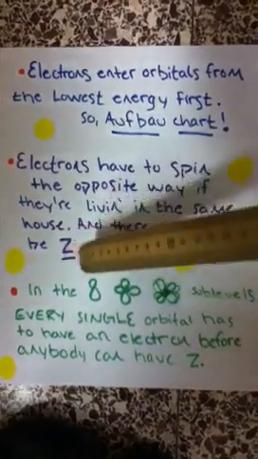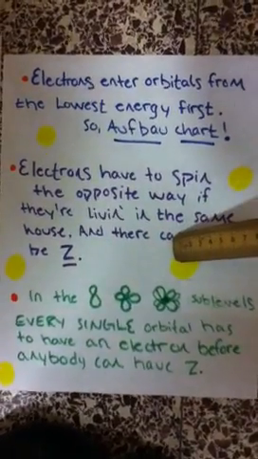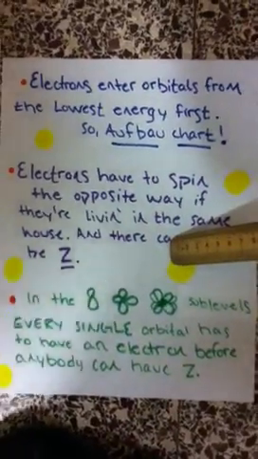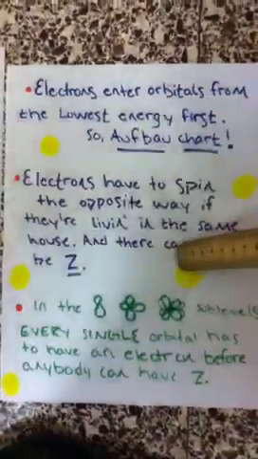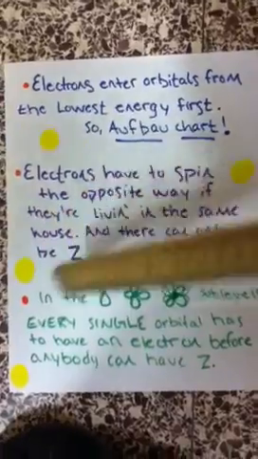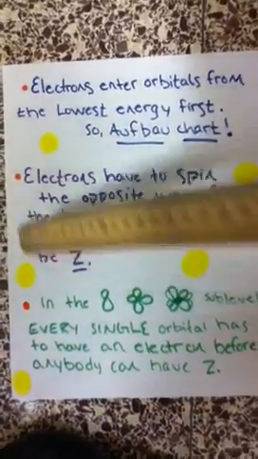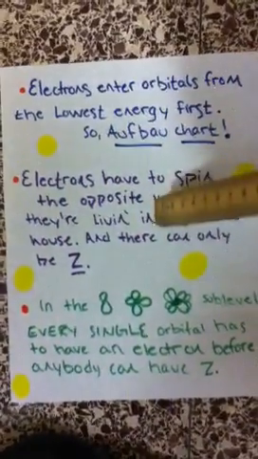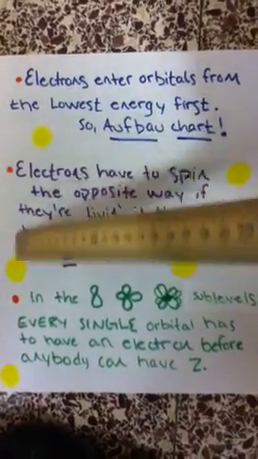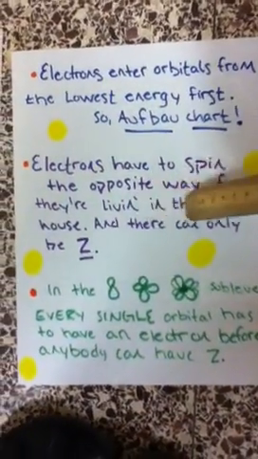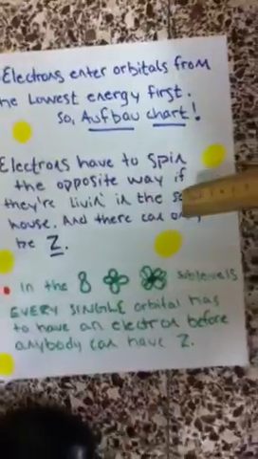Thirdly, in the peanut, double peanut, and flower sublevels, every single orbital has to have an electron before anyone can have 2. So, like if you have a peanut sublevel and there are 3 orbitals, and you only have 3 electrons, you can't fill this one up and fill this one up and leave this one hanging, because he'd be really sad.